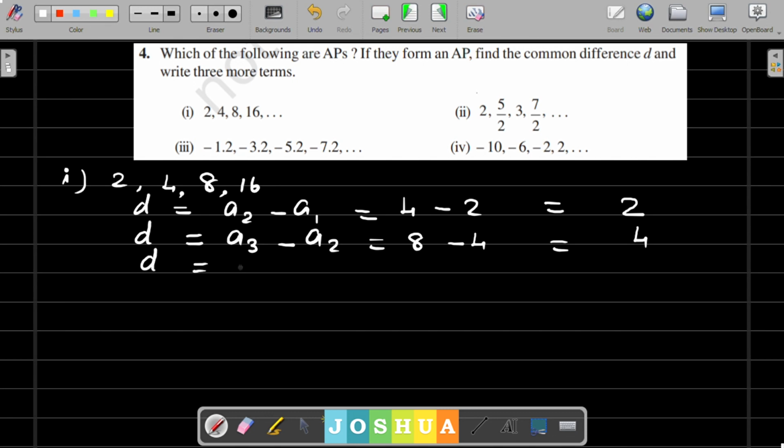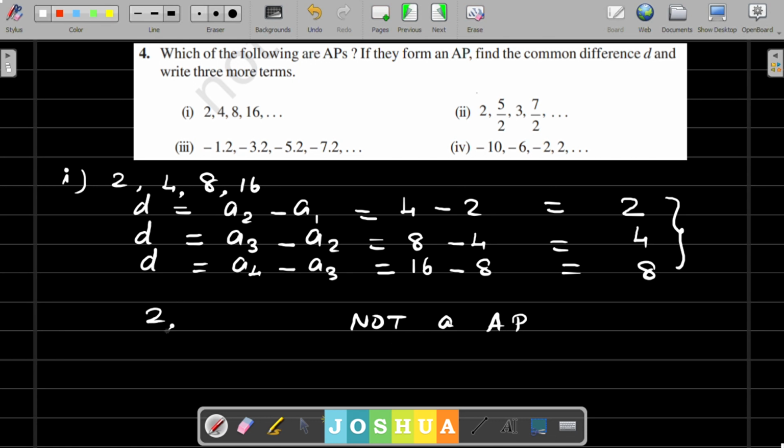Next I'm going to find the difference between the fourth term and the third term. A4 minus A3, A4 is 16 and the third term is 8. 16 minus 8 is 8. Here the difference is not the same, therefore it does not form an AP. The numbers 2, 4, 8 and 16 do not form an AP.